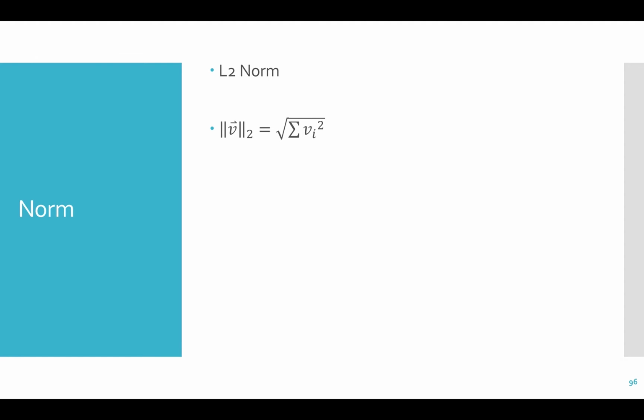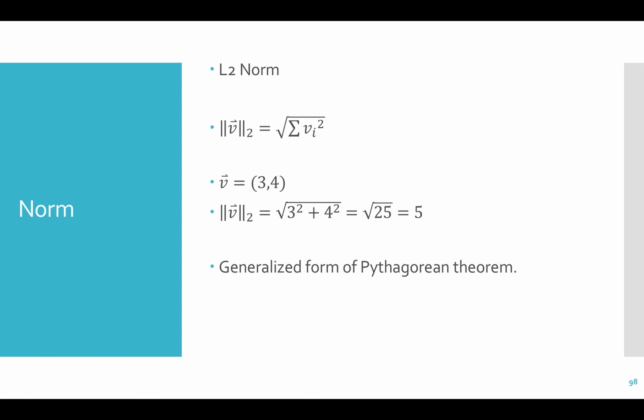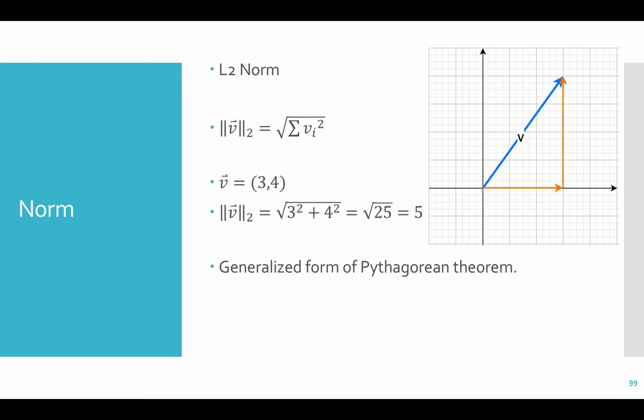So all that is the square root of the sum of the elements squared. So it's basically the Euclidean length of that vector. So if we have a vector 3, 4, we take the square root of 3 squared plus 4 squared, which is the square root of 25, which is 5. It's the generalized form of the Pythagorean theorem, okay? So the vector v, if it's 3, 4, looks like this. And so you take each element 3 and then 4 to get the distance and the length, okay?